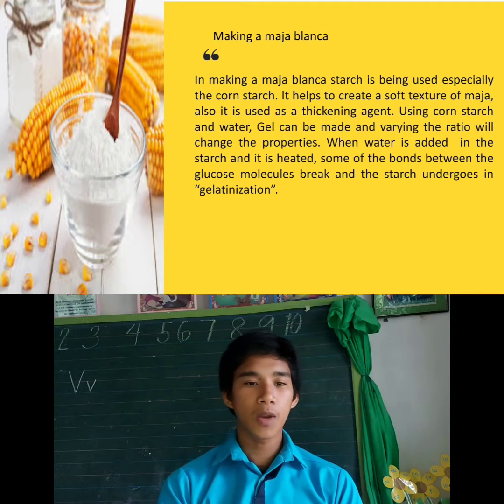In making a maja blanca, starch is being used, especially corn starch. It helps to create a soft texture of maja. Also, it is used as a thickening agent. Using cornstarch and water, gel can be made and varying the ratio will change the properties. When water is added to the starch and it is heated, some of the bonds between the glucose molecules break and the starch undergoes gelatinization.